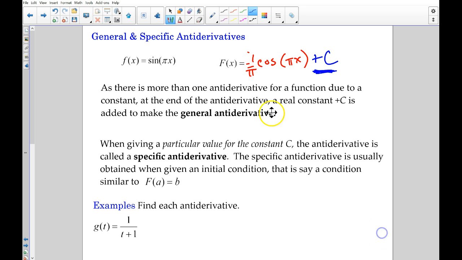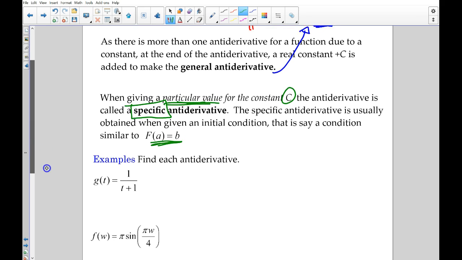And that inclusion of a constant, in a general sense, we're going to call a general antiderivative. If we have a particular value for c, then it's a specific antiderivative. That specific constant value could be 0, could be 1, could be 42.5, I don't know. To find out that value, we'll see in a couple of examples, but we can apply some sort of initial condition, if it's given. If it's not, stick with the general antiderivative and you'll be fine.